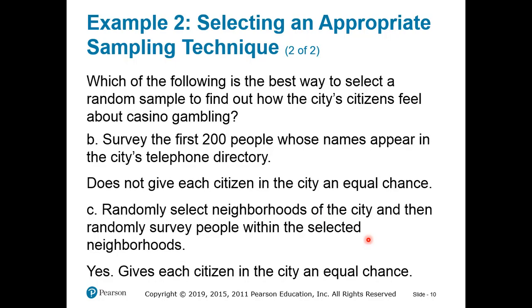B, survey the first 200 people whose names appear in the city's telephone directory. Now, this does not give each citizen an equal chance either, because you're just taking the first 200 people, which means the people that have A's, B's, and C's are going to be much more likely to be chosen than people who have X, Y, and Z as their last name.